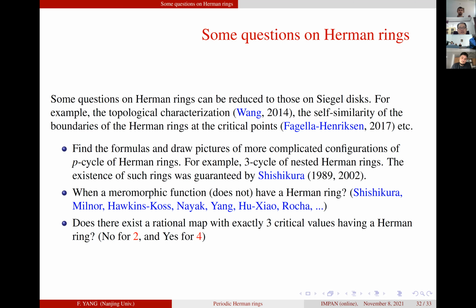So the later question is to find: does there exist a rational map with 3 critical values such that it has a Herman ring? I think the answer is negative, but I don't know how to prove it.